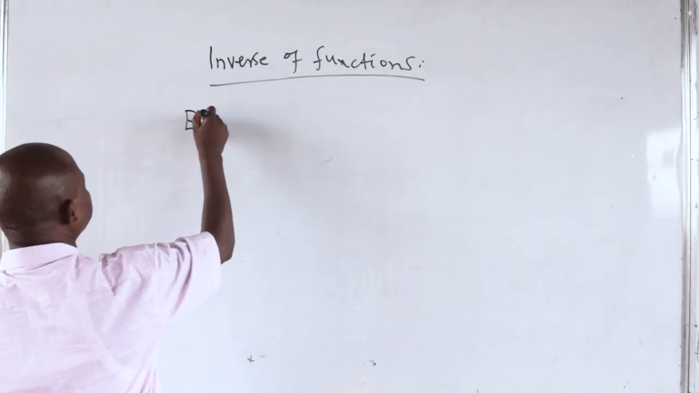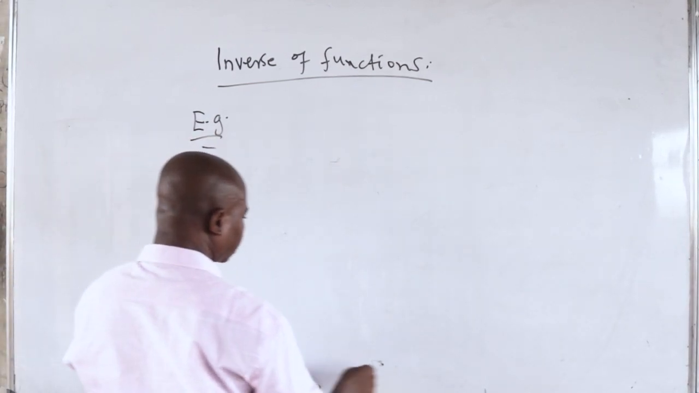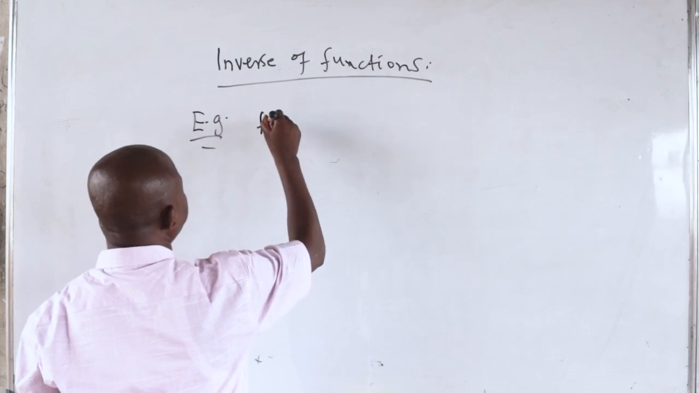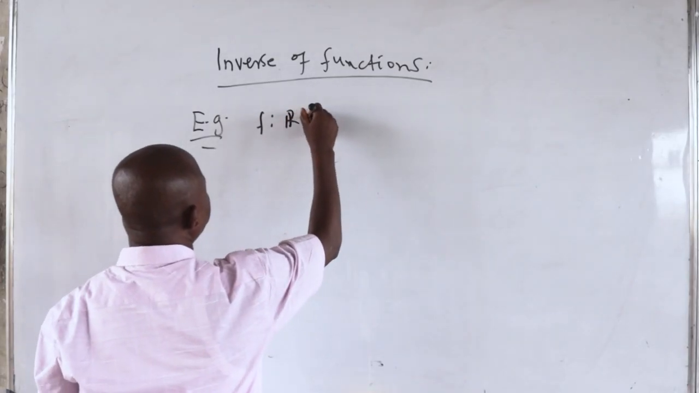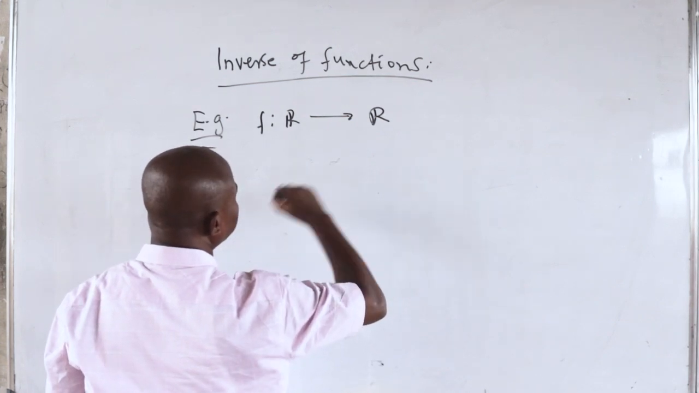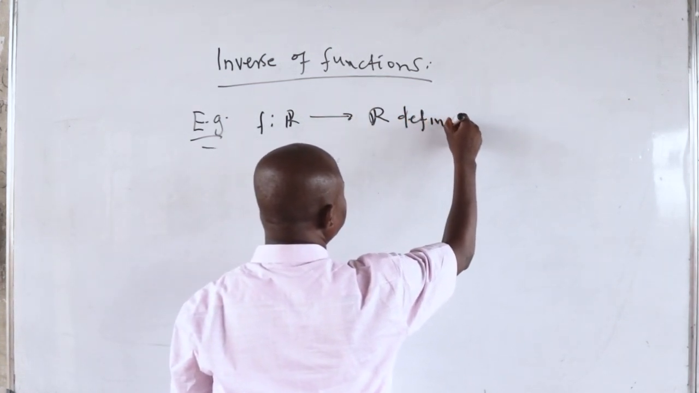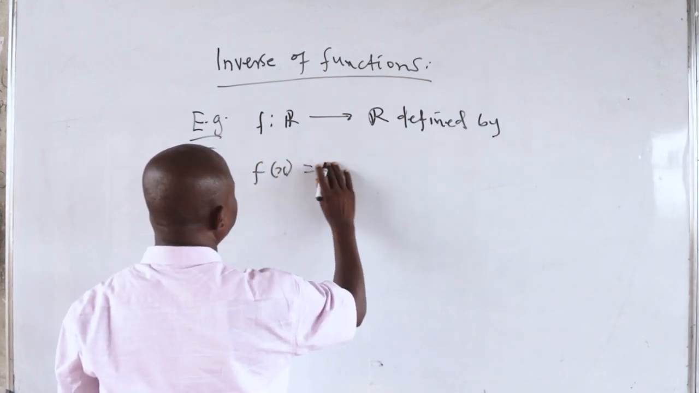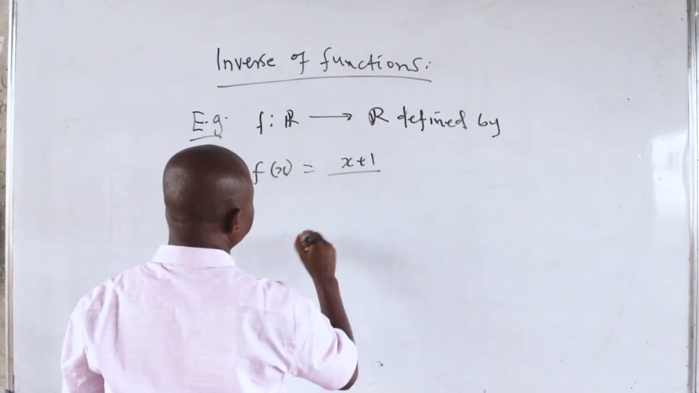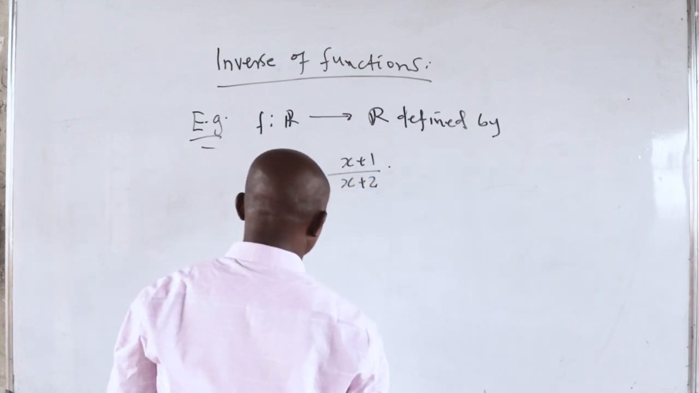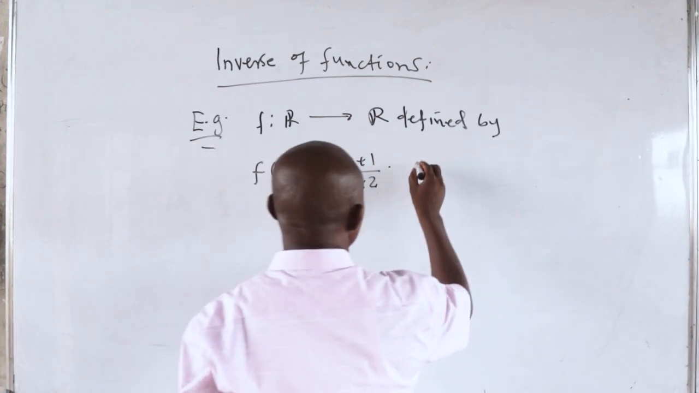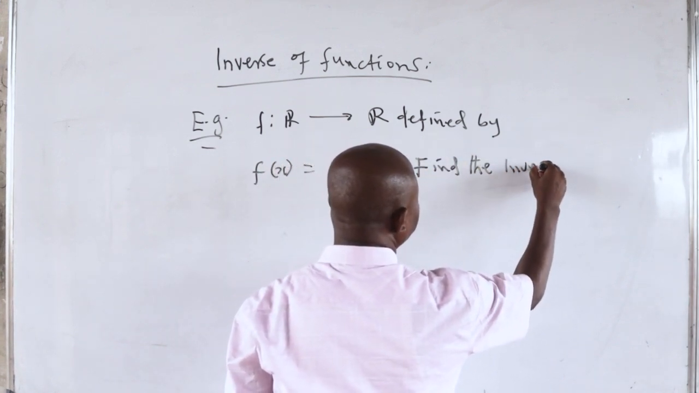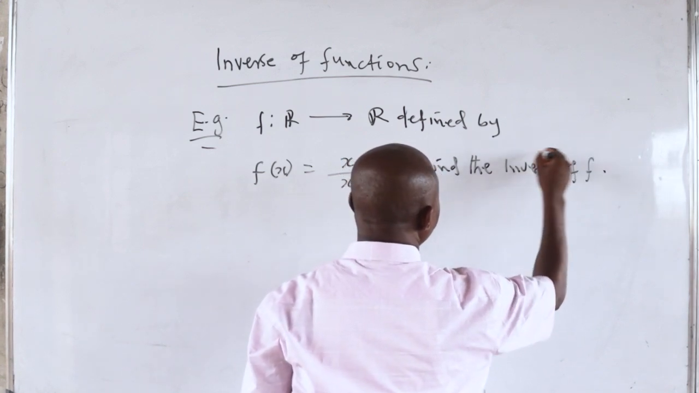Another example. Let's take again our f from R into R. The definition is f at x is (x + 1) divided by (x + 2). The question is: find the inverse of f.